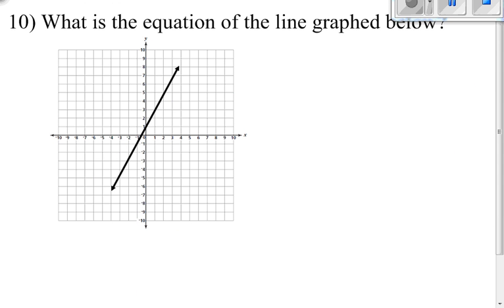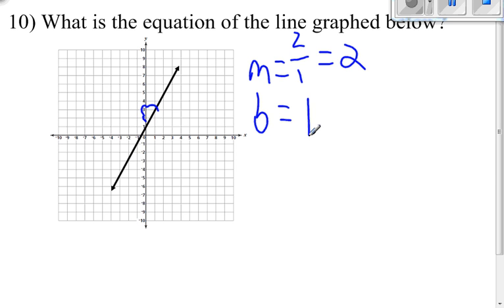What is the equation of the line graphed below? So you need the slope, you need the y-intercept. The slope of this line, you got to do rise over run, is up 2 over 1. So 2 over 1 or just 2. And the y-intercept is where it crosses the y-axis, which is 1. Y equals 2x plus 1.